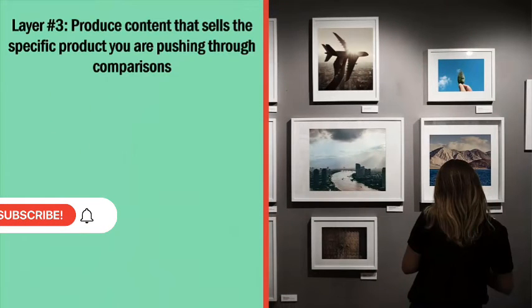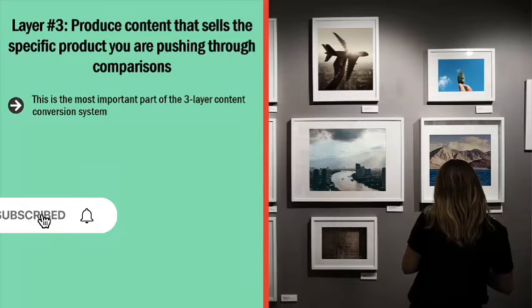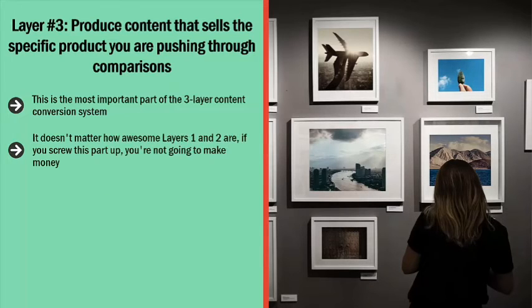Layer number 3. Produce content that sells the specific product you are pushing through comparisons. This is the most important part of the 3-layer content conversion system. Drop the ball here and you're not going to make a sale. Seriously. It doesn't matter how awesome layers 1 and 2 are. If you screw this part up, you're not going to make money. Why?